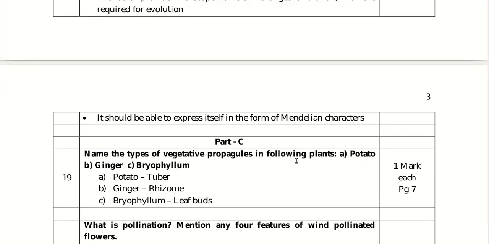Part C, it is 3 mark questions. You have nearly 5 questions you have to answer. 3 into 5, it is 15 marks. Of 8 questions, you have to answer 5 questions. Each question carries 3 marks.